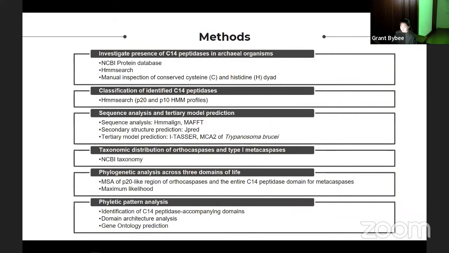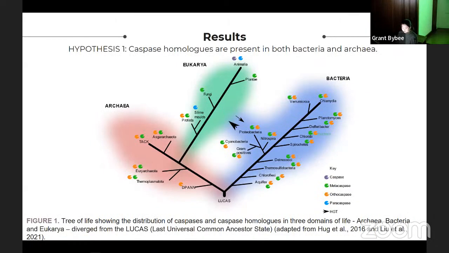Okay, so my methods were entirely computational, involving sequence, phylogenetic, and phyletic pattern analyses. I'm not going to bore you with the details, but please feel free to ask me questions later. So I'd like to summarize the most important results.